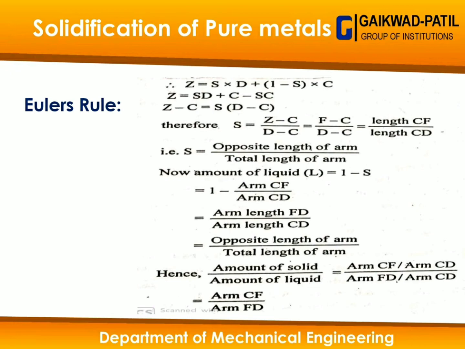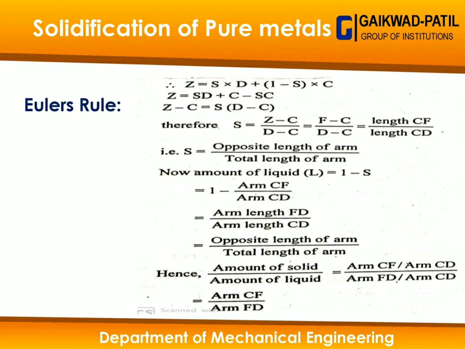But also we can write that Z is an equilibrium position and it is equivalent to F. Hence, S is equal to F minus C upon D minus C. F minus C is the length CF and D minus C is the length CD. That is, the amount of solid is equal to the opposite length of arm upon the total length of arm.